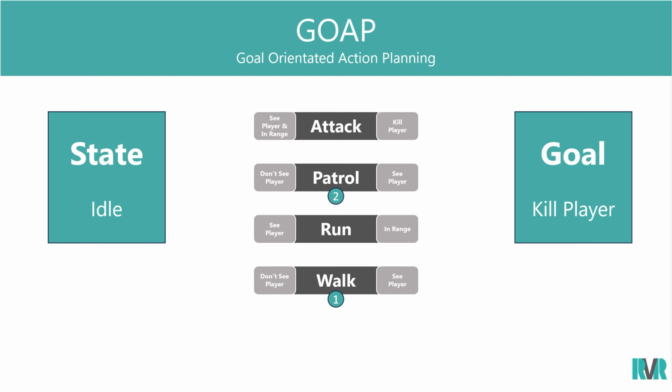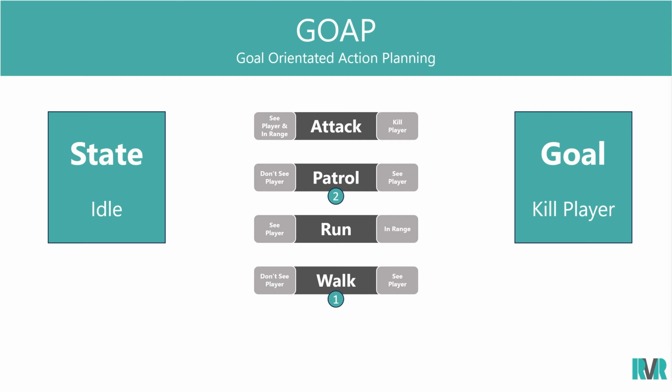And then we have all of these actions with preconditions and outcomes. So the precondition is, for example, for attack is see the player in range, and then the outcome is kill the player. Now that certainly matches the goal, but in the beginning we don't see the player yet. And this is where GOAP will try to combine all of these actions with preconditions and outcomes in the best way possible to reach that goal.